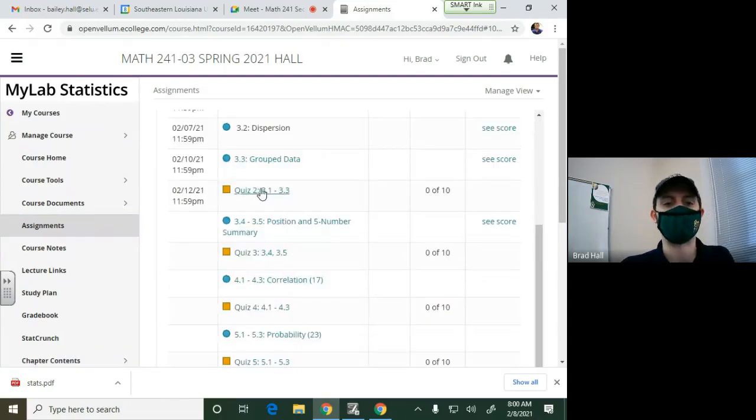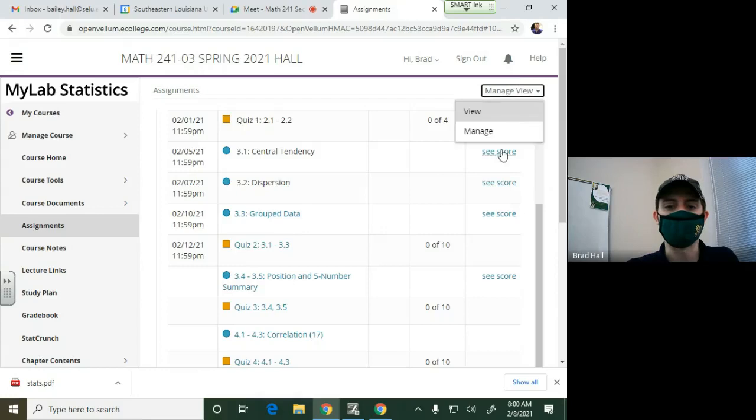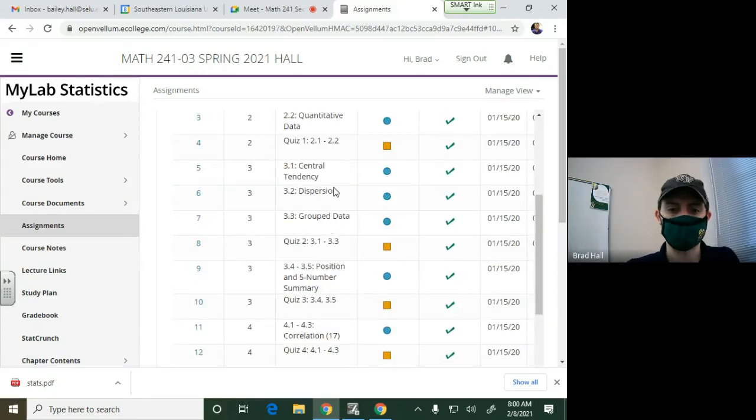And there's also a quiz for central tendency, dispersion, and grouped data. So it's got a lot of material involved with it. That quiz, rather, is going to be due Friday.